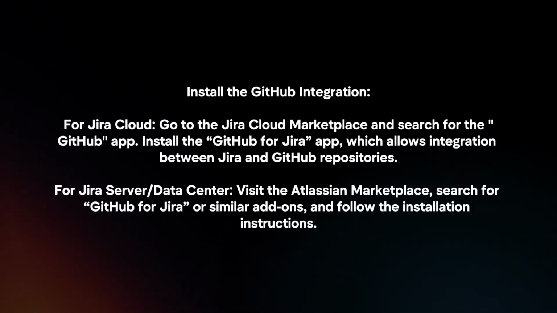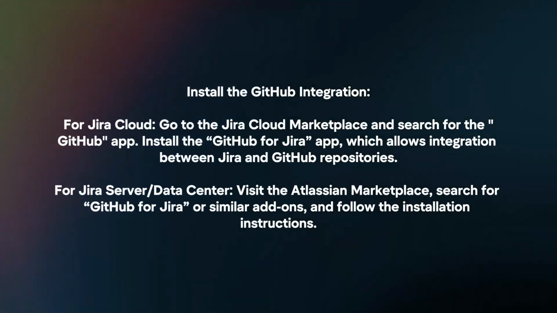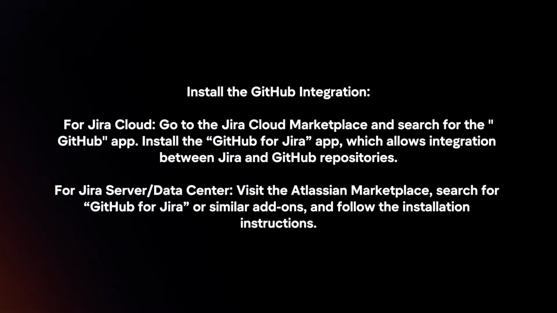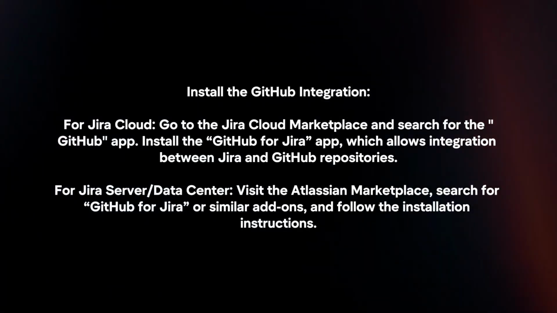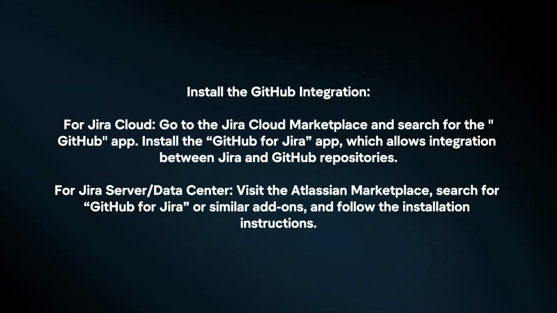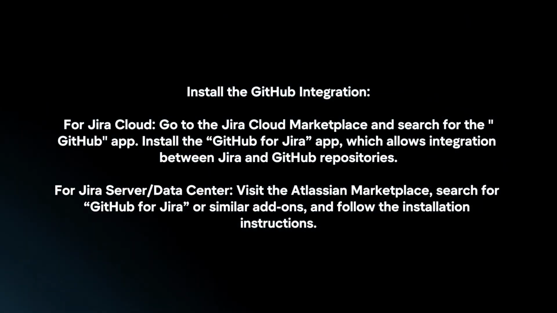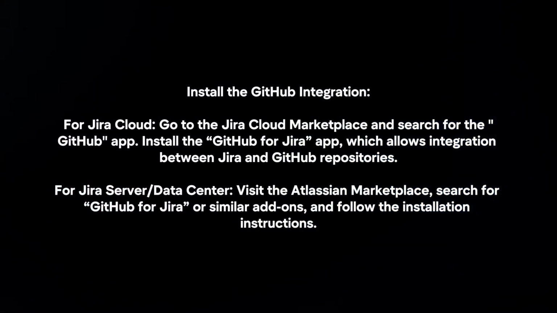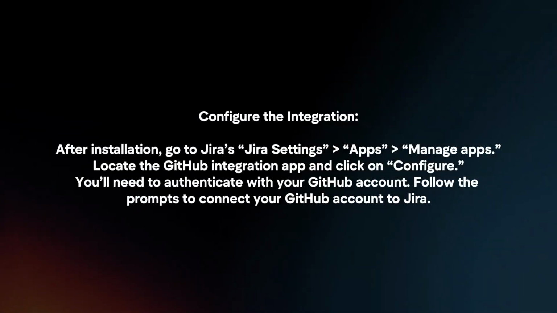Install the GitHub integration. For Jira Cloud, go to the Jira Cloud Marketplace and search for the GitHub app. Install the GitHub for Jira app, which allows integration between Jira and GitHub repositories. For Jira Server or Data Center, visit the Atlassian Marketplace, search for GitHub for Jira or similar add-ons, and follow the installation instructions.